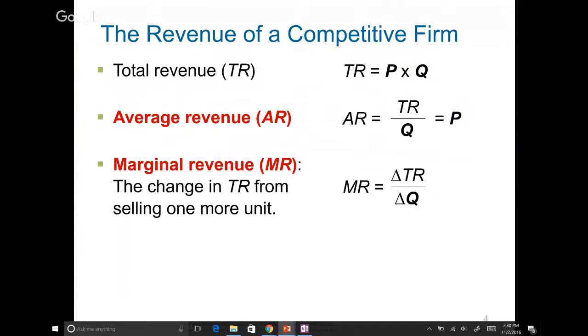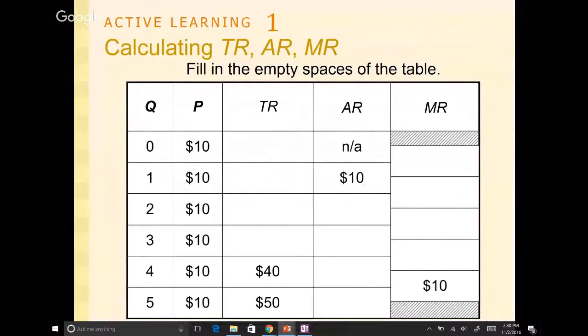Okay. And then marginal revenue is your change in total revenue divided by change in quantity. So let's look at this table over here. First, let's do the total revenue. Total revenue is your price times quantity. So first one over here, 0 times 10 is 0. And then 1 times 10 is 10. 2 times 10 is 20. 3 times 10 is 30.